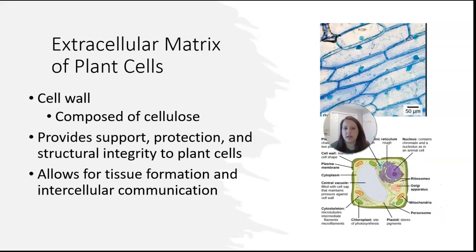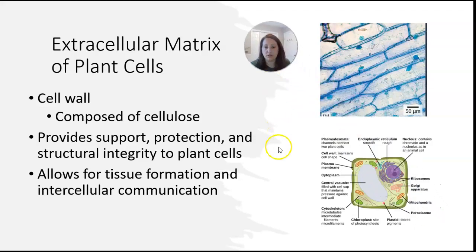So first we're going to start with plant cells. This is a main difference between plant and animal cells. Outside of the plasma membrane, plant cells have what we call an extracellular matrix, and their extracellular matrix is their cell wall. Okay, so plants will have a cell wall where animal cells do not. The major molecule found in the cell wall is cellulose, which remember is a structural polysaccharide. We talked about that back in chapter 3.